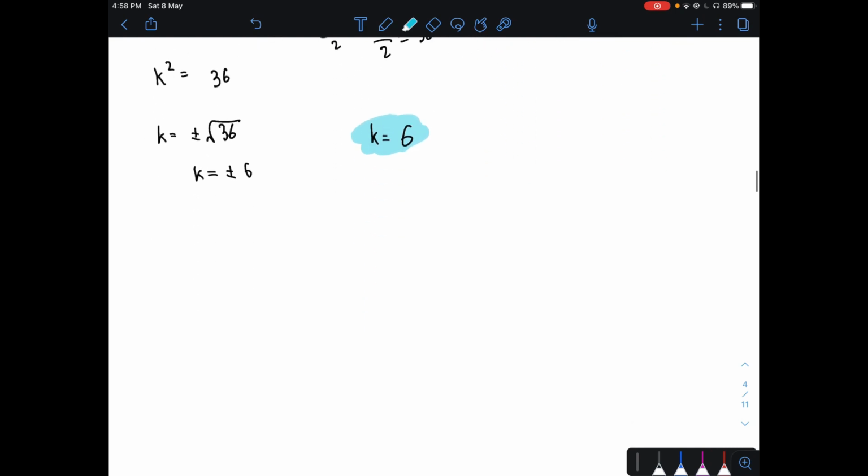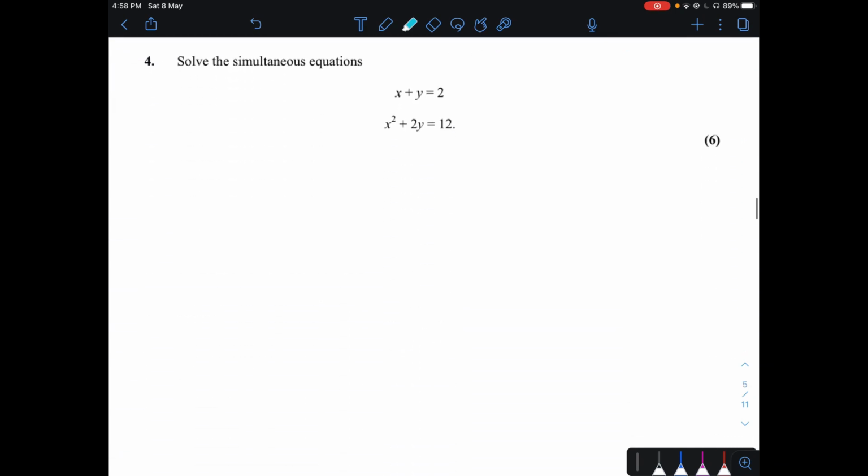Okay, so next we have, let's go solve the simultaneous equation. So solving the simultaneous equation, we have two equations. One is linear, and the other is not a linear equation, so it's exponential. So what we have to do is substitute this equation into this one, and then solve.